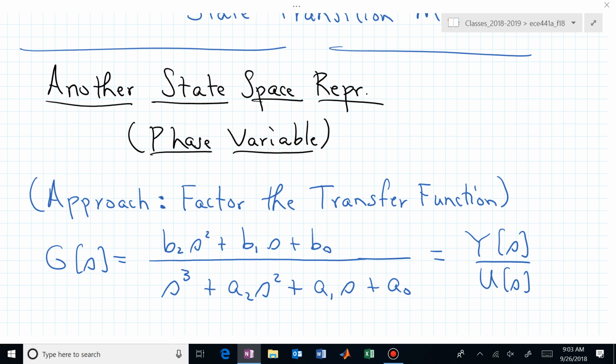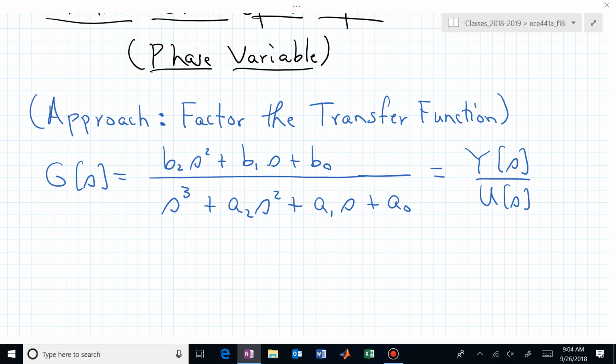We are starting with the same transfer function, so we're not doing a new system. It's the same third order system. The denominator is monic. We've normalized that leading coefficient to 1. And the strategy now is actually to factor this transfer function representation into two pieces. Instead of just looking at y over u, we are actually going to introduce a new auxiliary variable in between u and y.